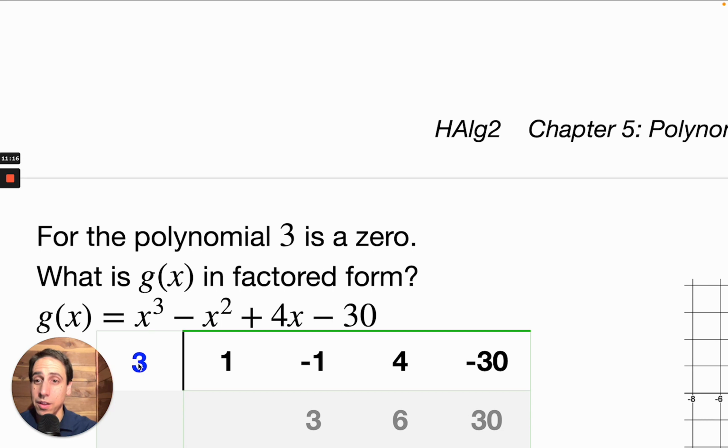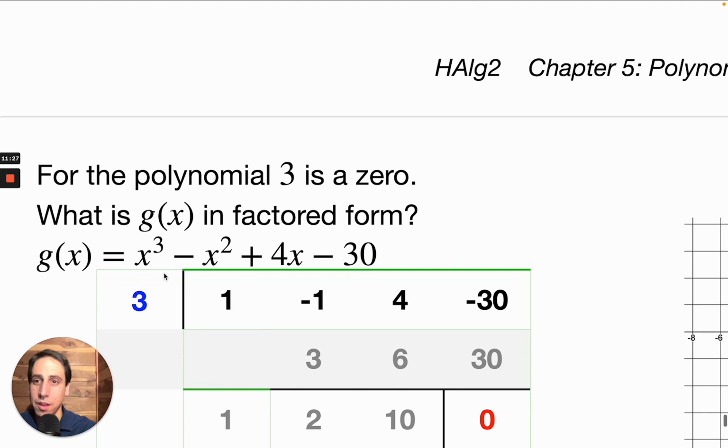So let's actually divide. We've got 3 here. That means we know that x minus 3 is one of the factors. We're going to do some synthetic division. Remember, we bring down. Let's check for placeholders. We got 1x cubed minus 1x squared plus 4x minus 30. It seems like we have all the terms represented, so no placeholders necessary. Bring the 1 down here. 3 times 1 is 3, plus negative 1 is 2, times 3 is 6, plus 4 is 10, times 3 is 30, plus negative 30 is 0.